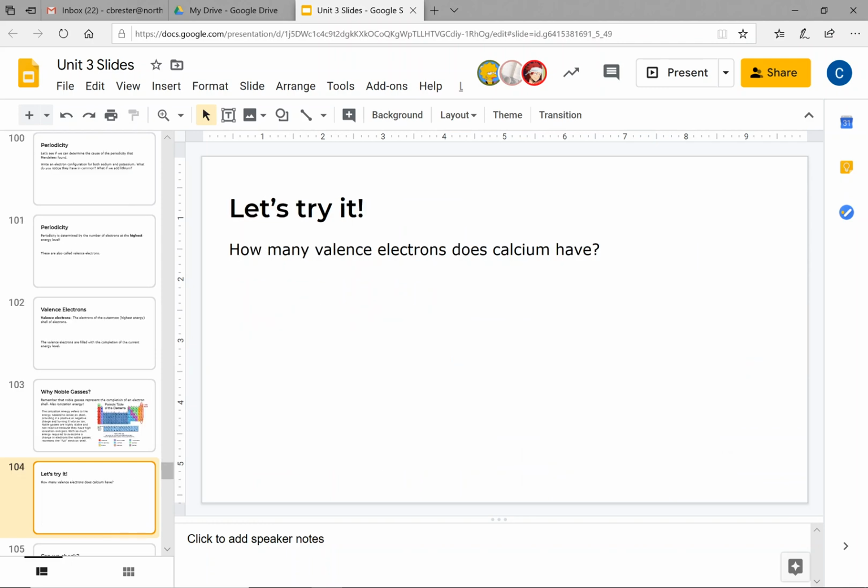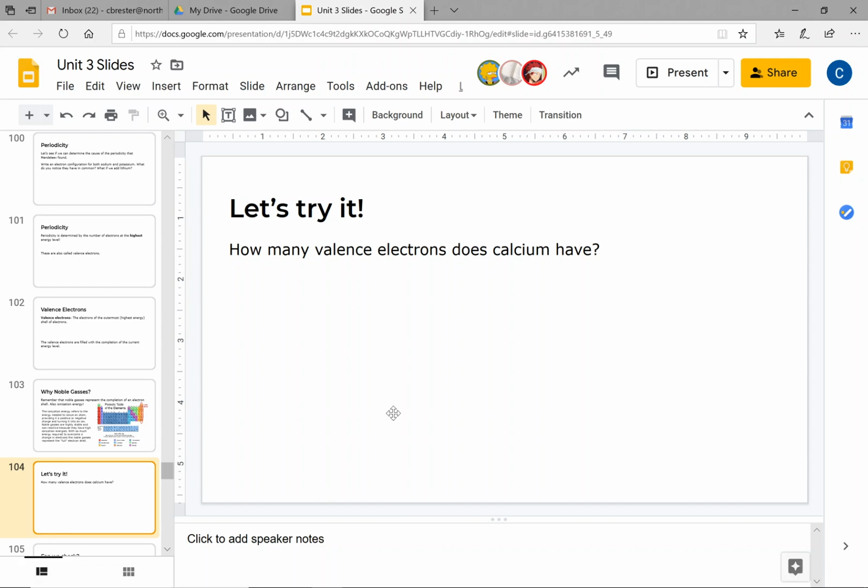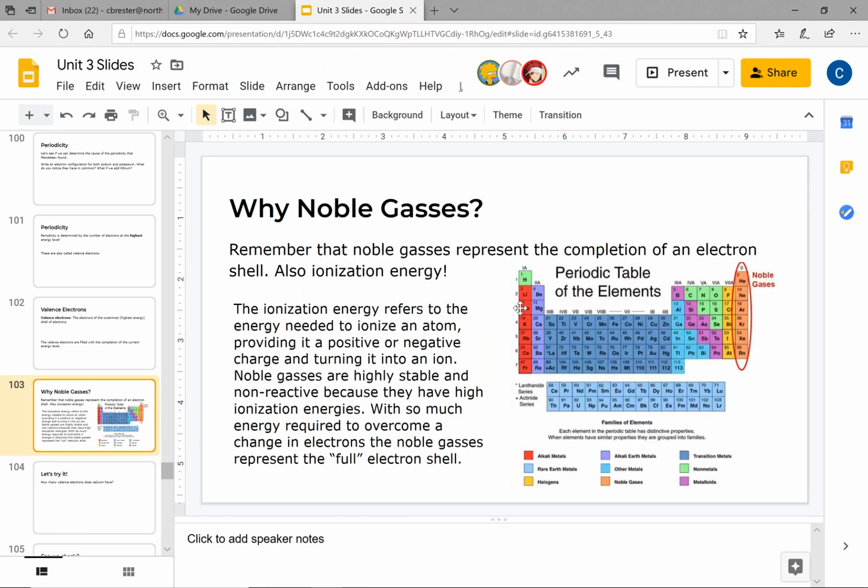So try this for me. Look at calcium and figure out how many valence electrons calcium has. Okay, what I'm hoping you did is you looked at the periodic table and you wrote out the electron configuration. So you went through all the way to calcium, 1s, 2s, 2p, 3s, 3p. Calcium is 4s2 here.